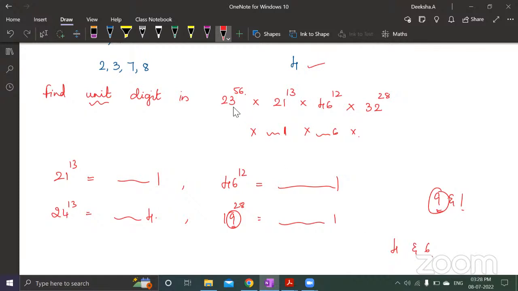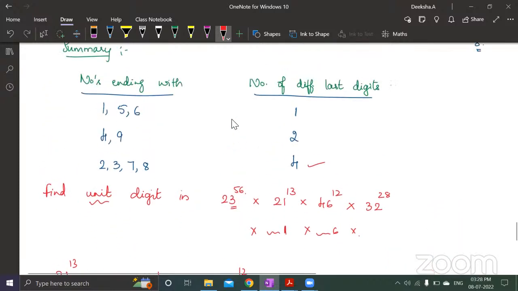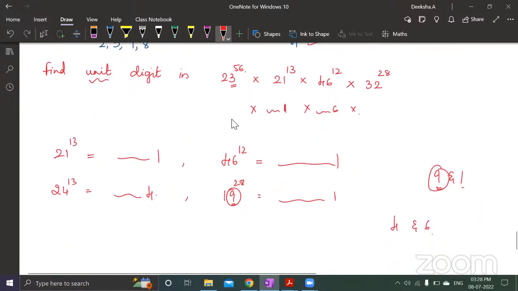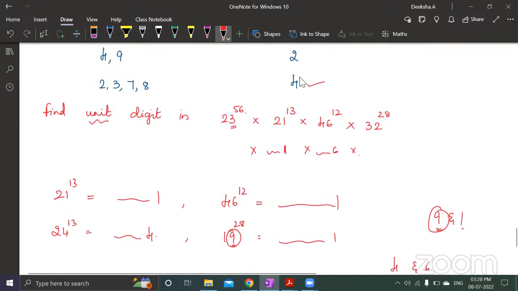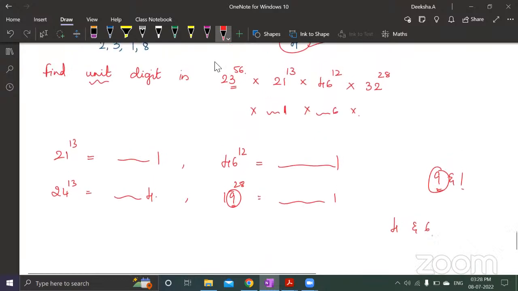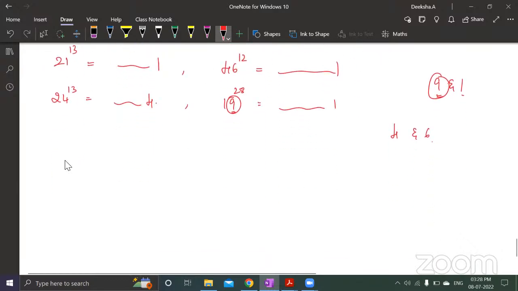Now, if a number is ending with one of these, Samal has a question. Yes, please ask your question. So if the number is ending with 2, 3, 7, or 8, then it has 4 different last digits, right? Like our first number, 23 power 56.